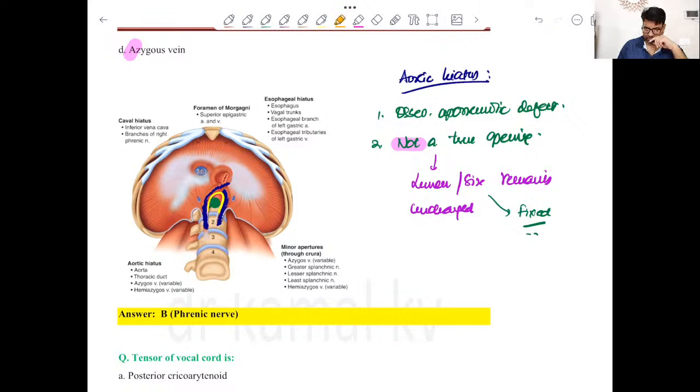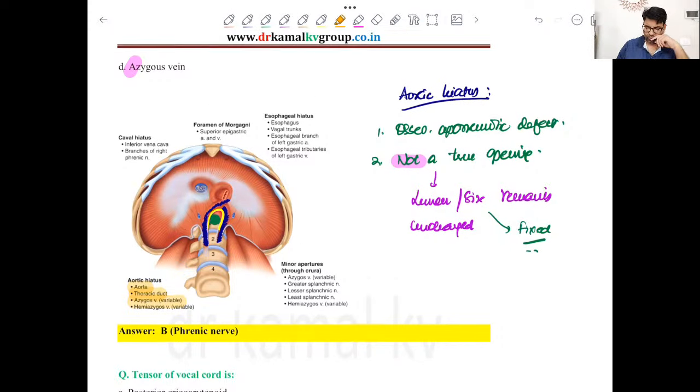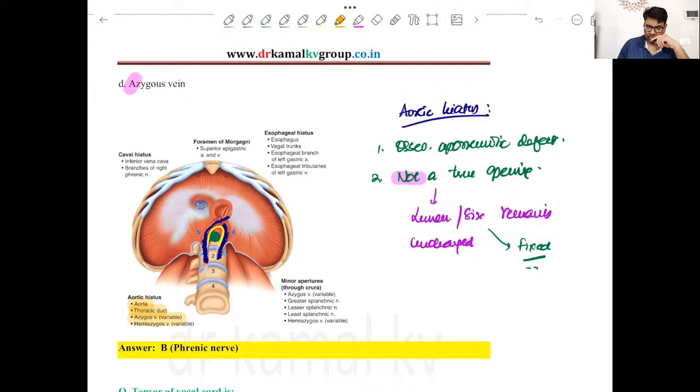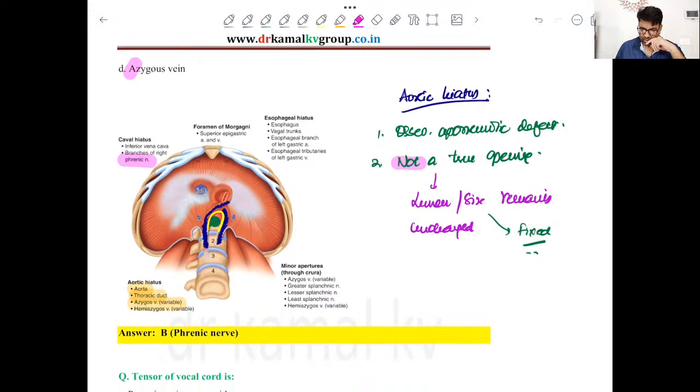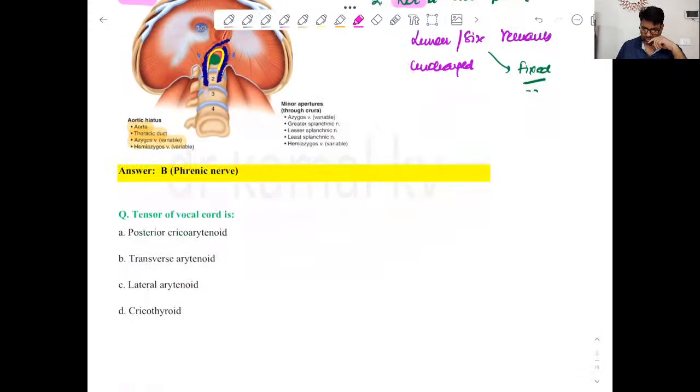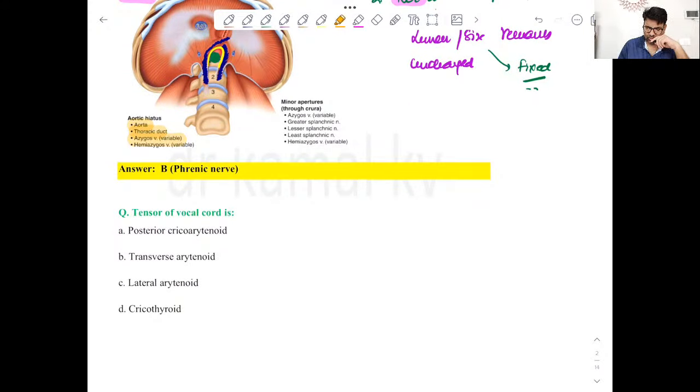And the structures which pass from here: aorta, thoracic duct and azygos vein. Just remember these three, and the answer therefore is the phrenic nerve, which does not pass through the aortic opening. Okay, so please remember this much. Now the next question is about the tensor of vocal cord. And yes, Sneha, absolutely right. You are perfectly right.